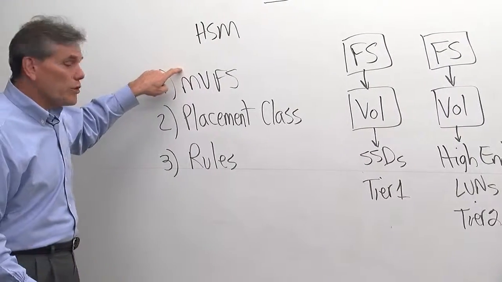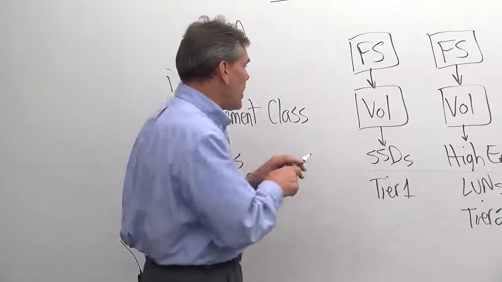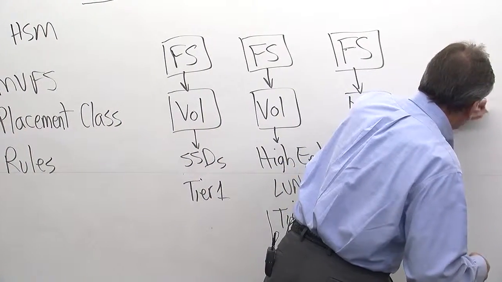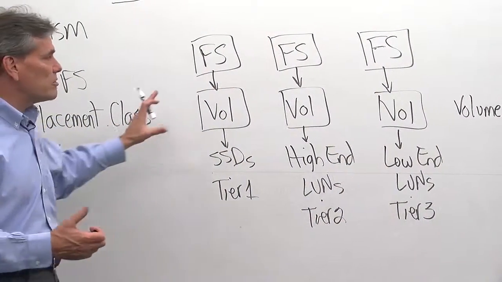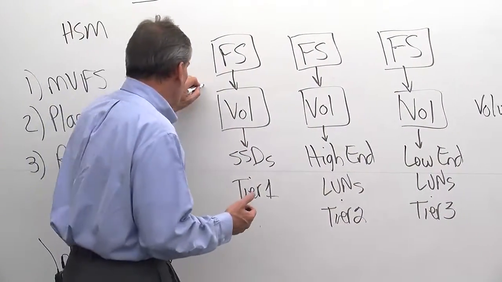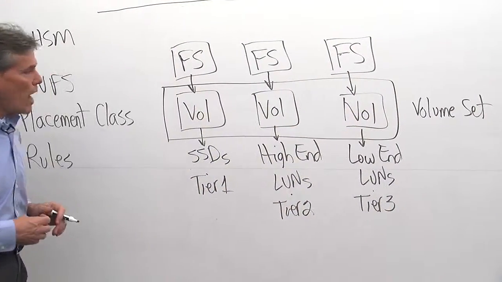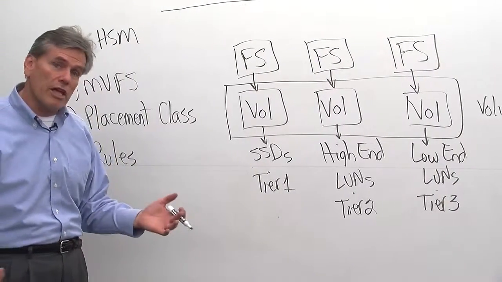So the first part of this is the multi-volume file system. Now, a key part of that is we introduce what's called a volume set. And all a volume set is one or more volumes. So basically, we put a wrapper around, in this example, those 3 volumes. That becomes a volume set.